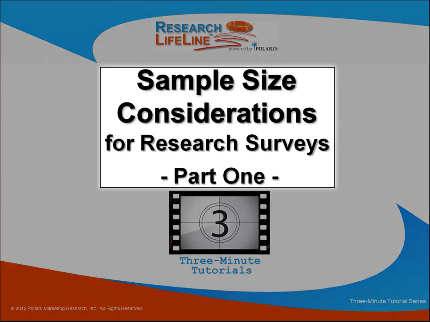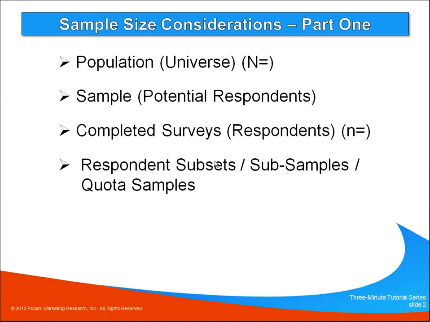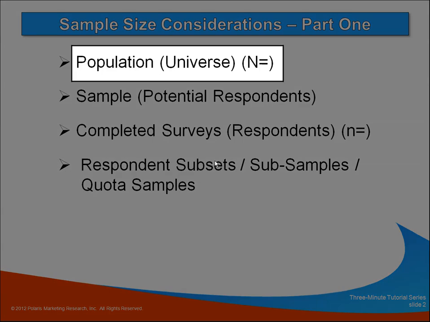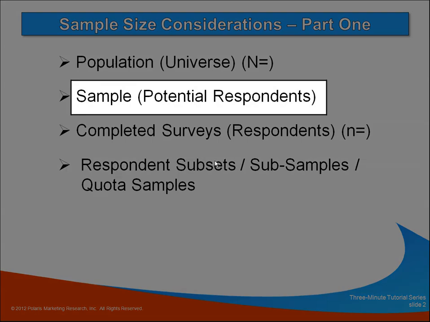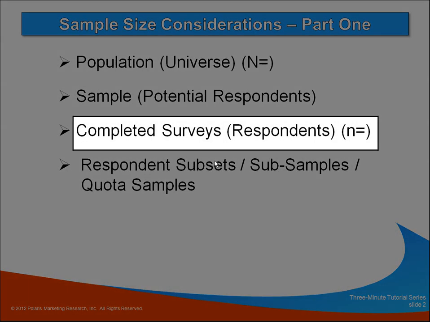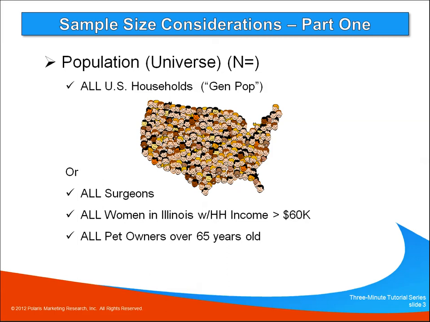This session is on sample size considerations for research surveys, and it's part 1 of 2 parts. There's some terminology we need to define and clarify before getting into a discussion on sample size considerations. These include the population or universe, the sample list, potential respondents, completed surveys, and respondent subsets or subsamples, often called quota cells.